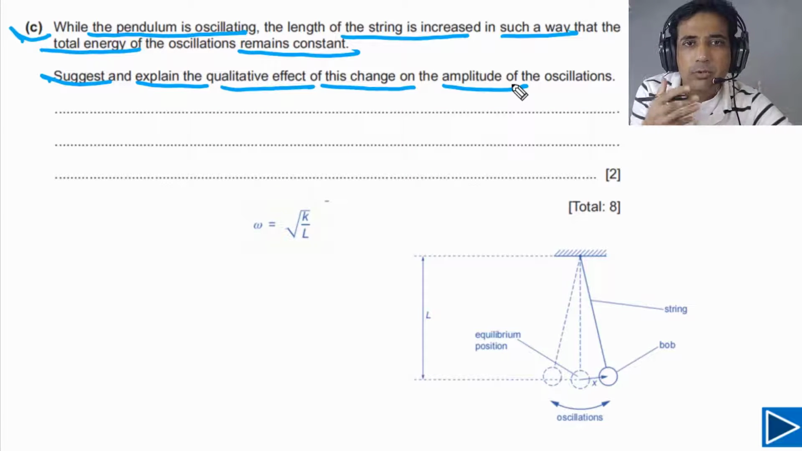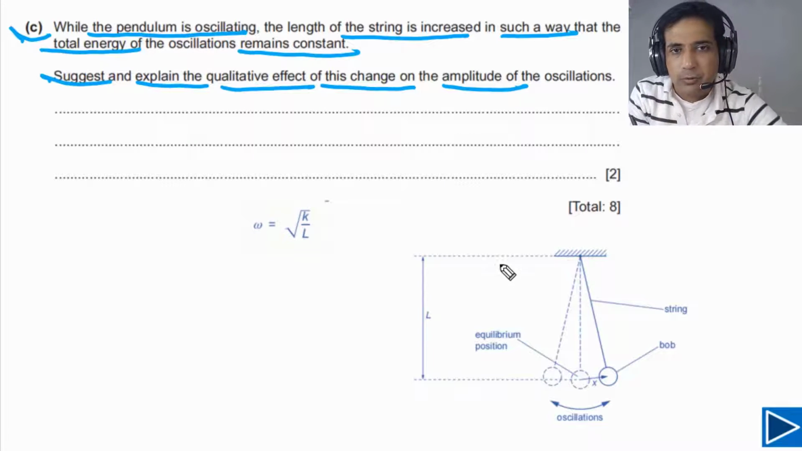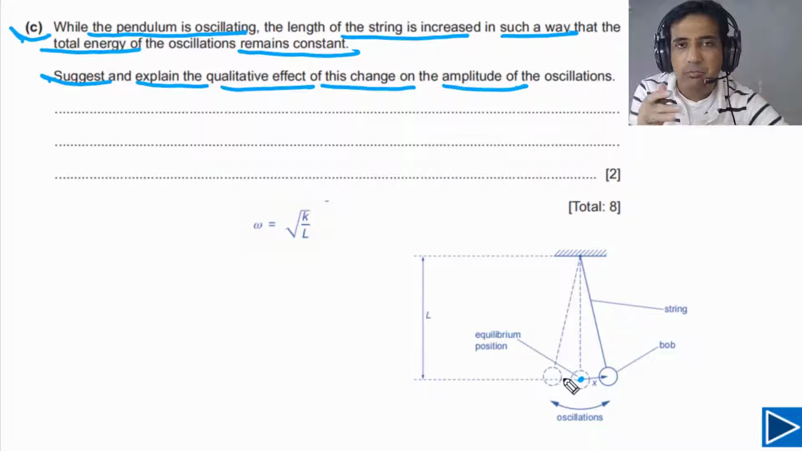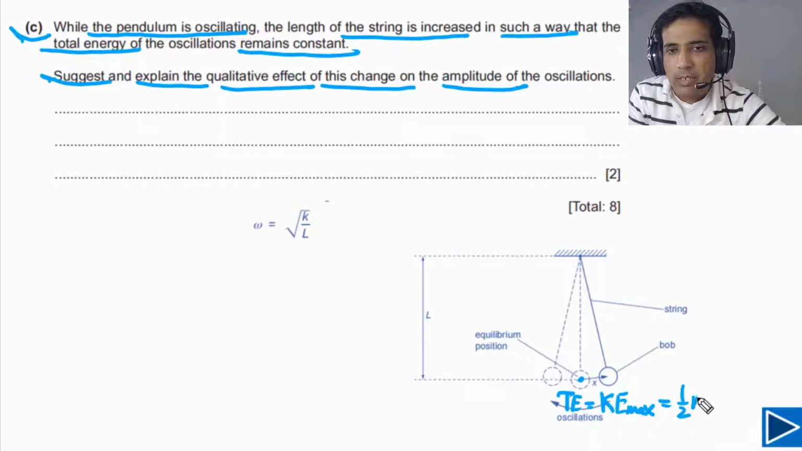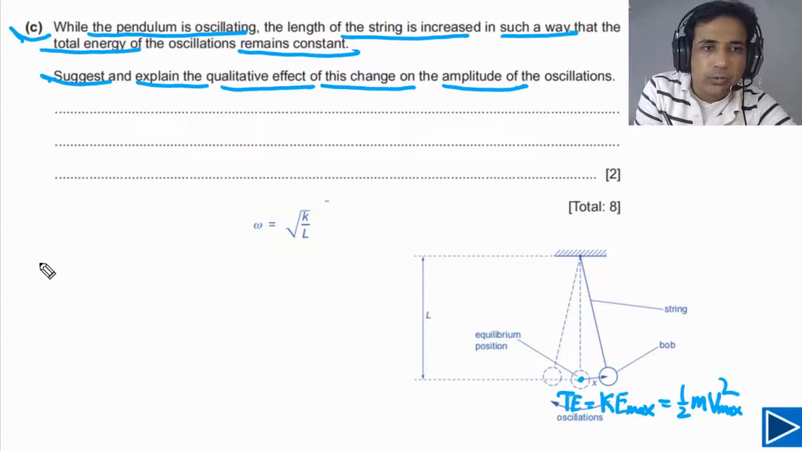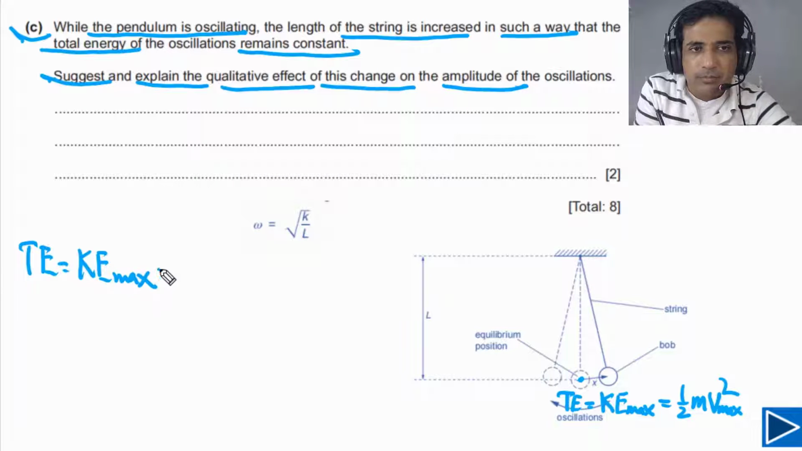Now, first of all, let's try to understand if the total energy remains constant, what is the effect on amplitude? So if you look at this pendulum at this point, the energy of this oscillator is maximum. Means the total energy at this point is equal to kinetic energy maximum. And kinetic energy maximum will be equal to 1/2 m V max square. Now we can simply write down here total energy that is equal to kinetic energy maximum, and kinetic energy maximum is equal to 1/2 m V max square.